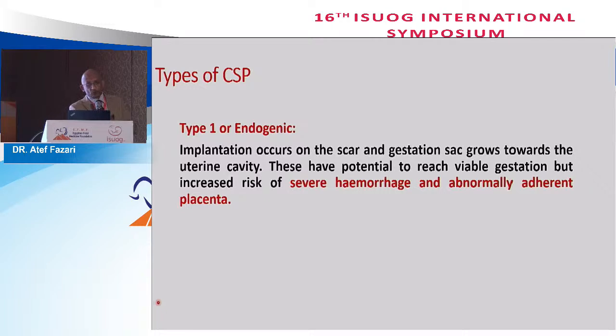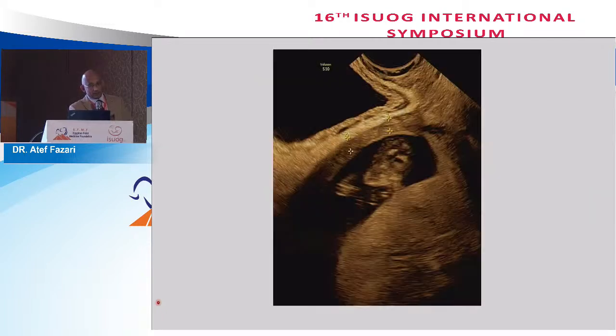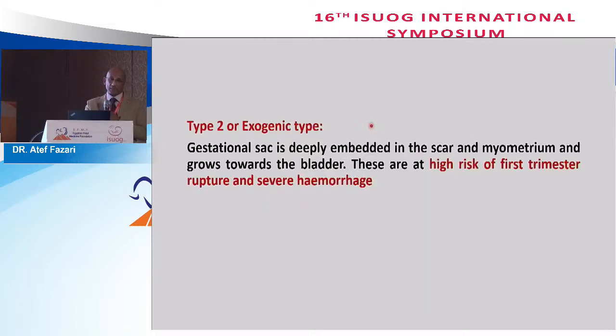So this type, endogenic, is when there is a remainder of the myometrium and the growth is going down. There is some maintenance of the myometrium, and this endogenic type ends with a low-lying placenta or placenta accreta spectrum. The other one is exogenic, when the growth is outside.